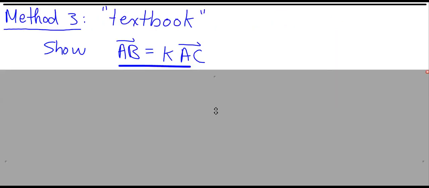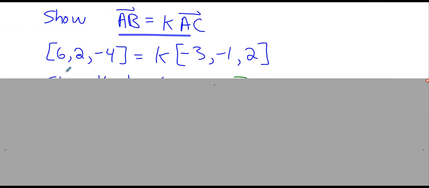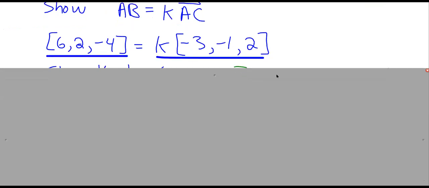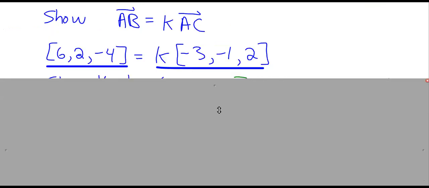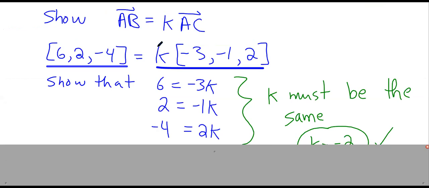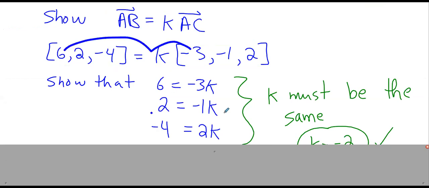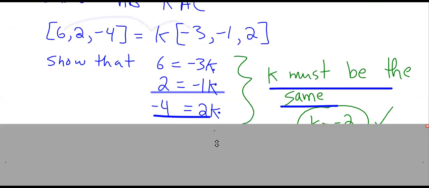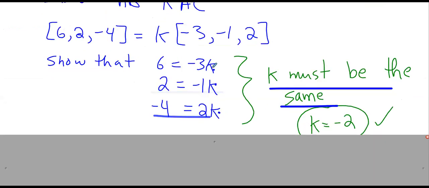Okay, so proving that, showing that AB is a scalar multiple of AC, just involves setting up the equation, and then, so that means that 6 must be equal to negative 3k, 2 must be equal to negative 1k, and 4 must be equal to 2k. So this must produce the same k value, and it does. K is actually equal to, sorry, negative 2.